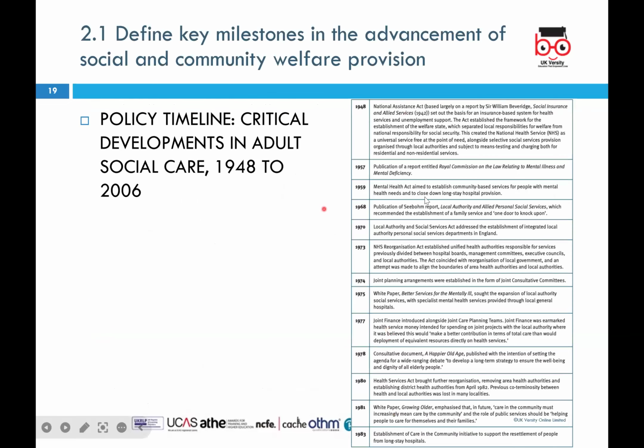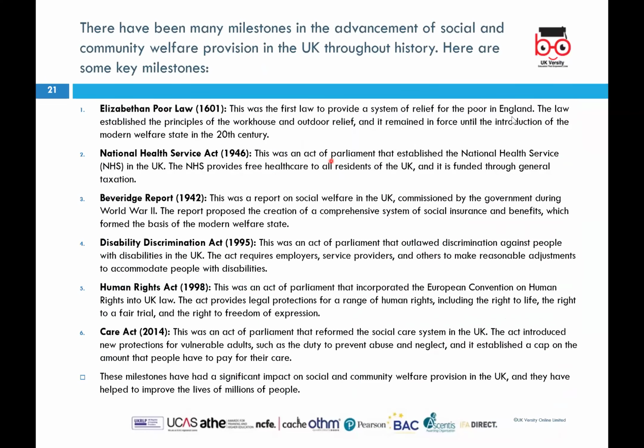This is a timeline that I would want you to go through. So we've talked about most of these. This is from 1948 to 2006, which shows you the key milestones that there have been when we've had social and community welfare provision throughout the years. This is all that we've talked about already. Milestones throughout the UK's history.